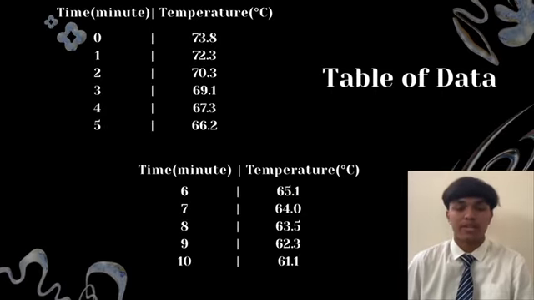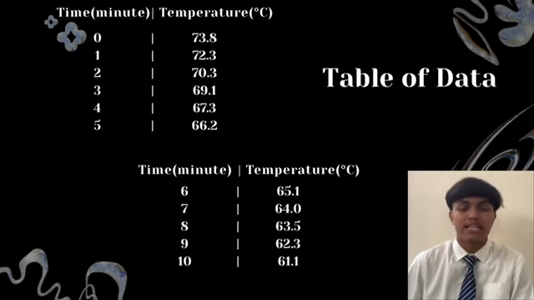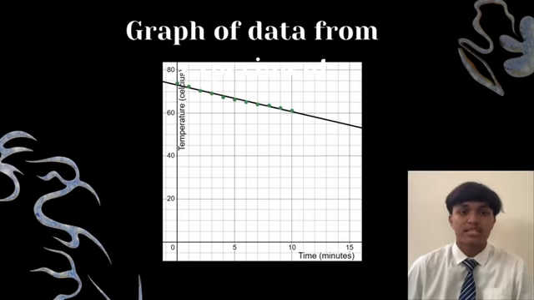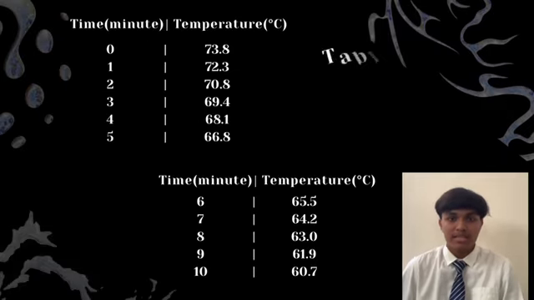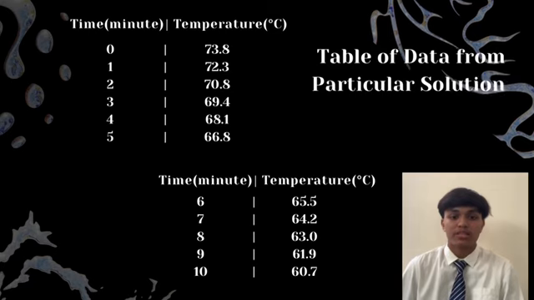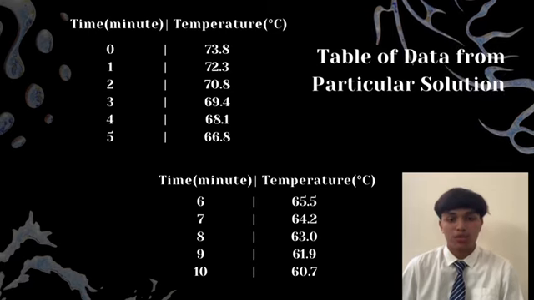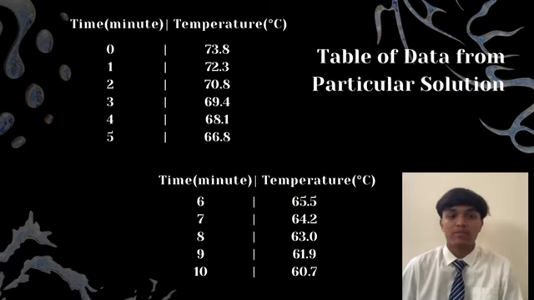From the experiment, we managed to record at least 10 readings of temperature, meaning that we recorded the temperature for about 10 minutes. As you can see over here, this is our table of data recorded from the experiment. Then, this is the graph plotted from the data we gained, and this graph is plotted linearly. Next, we have the table of data from the particular solution, which will be explained in more detail in the discussion. We just substitute the time value to find the temperature for about 10 minutes.